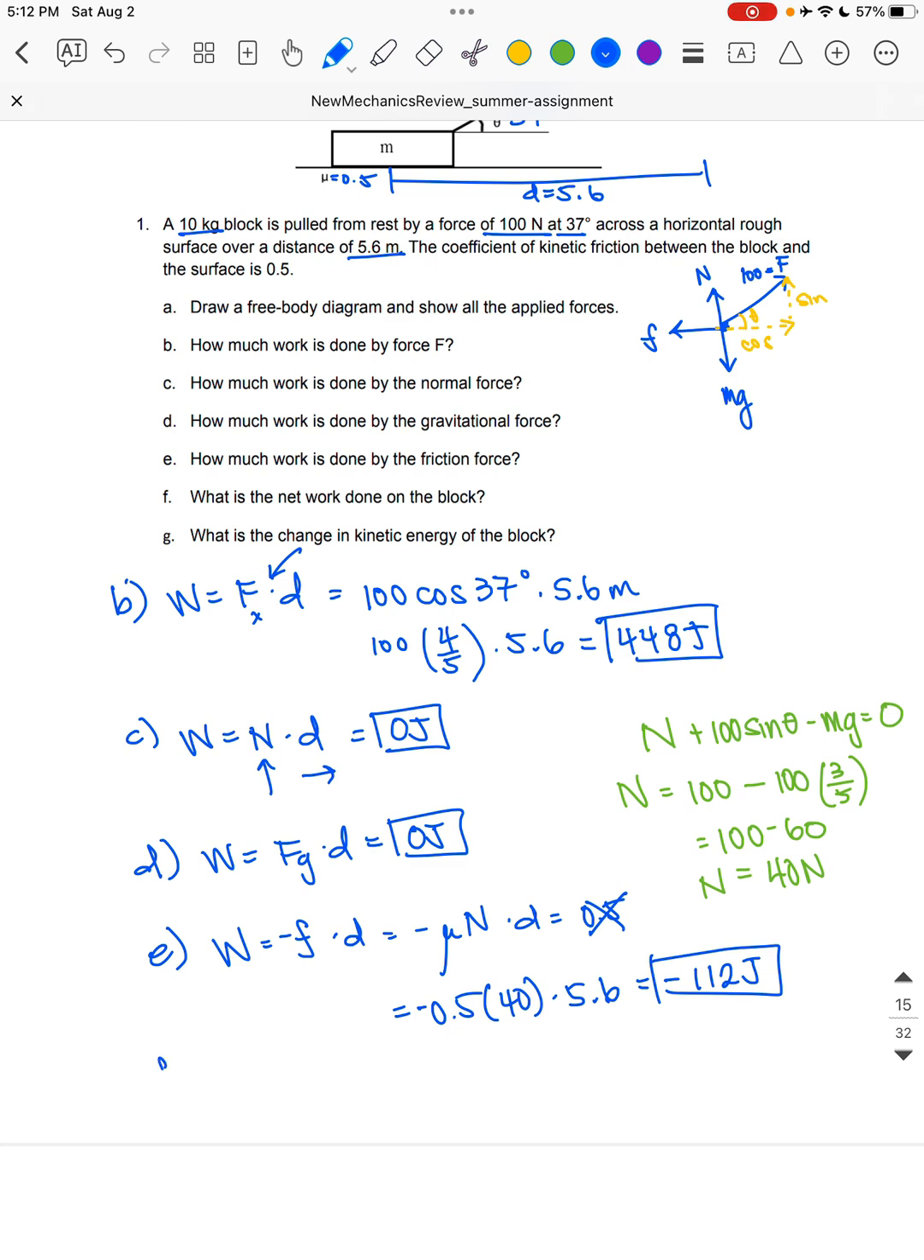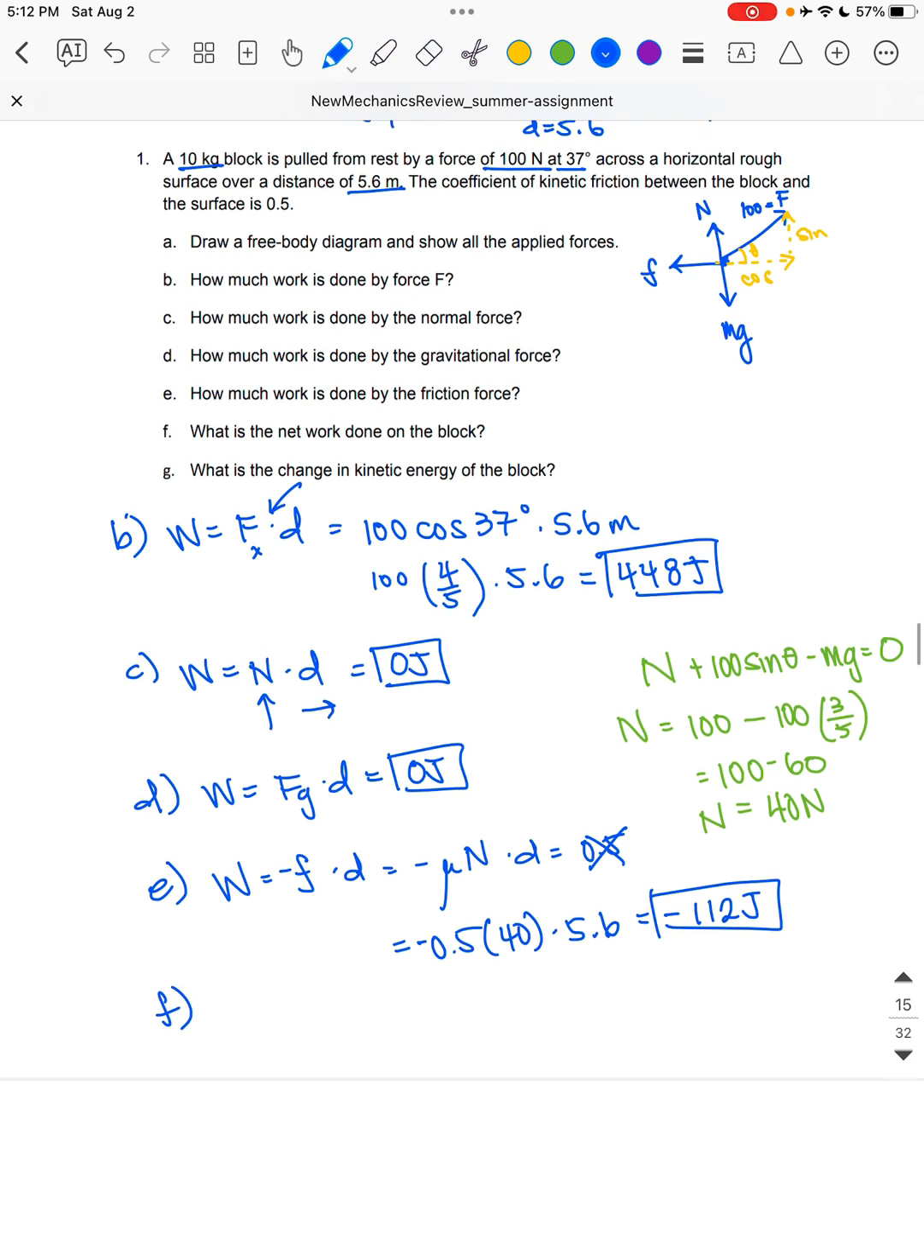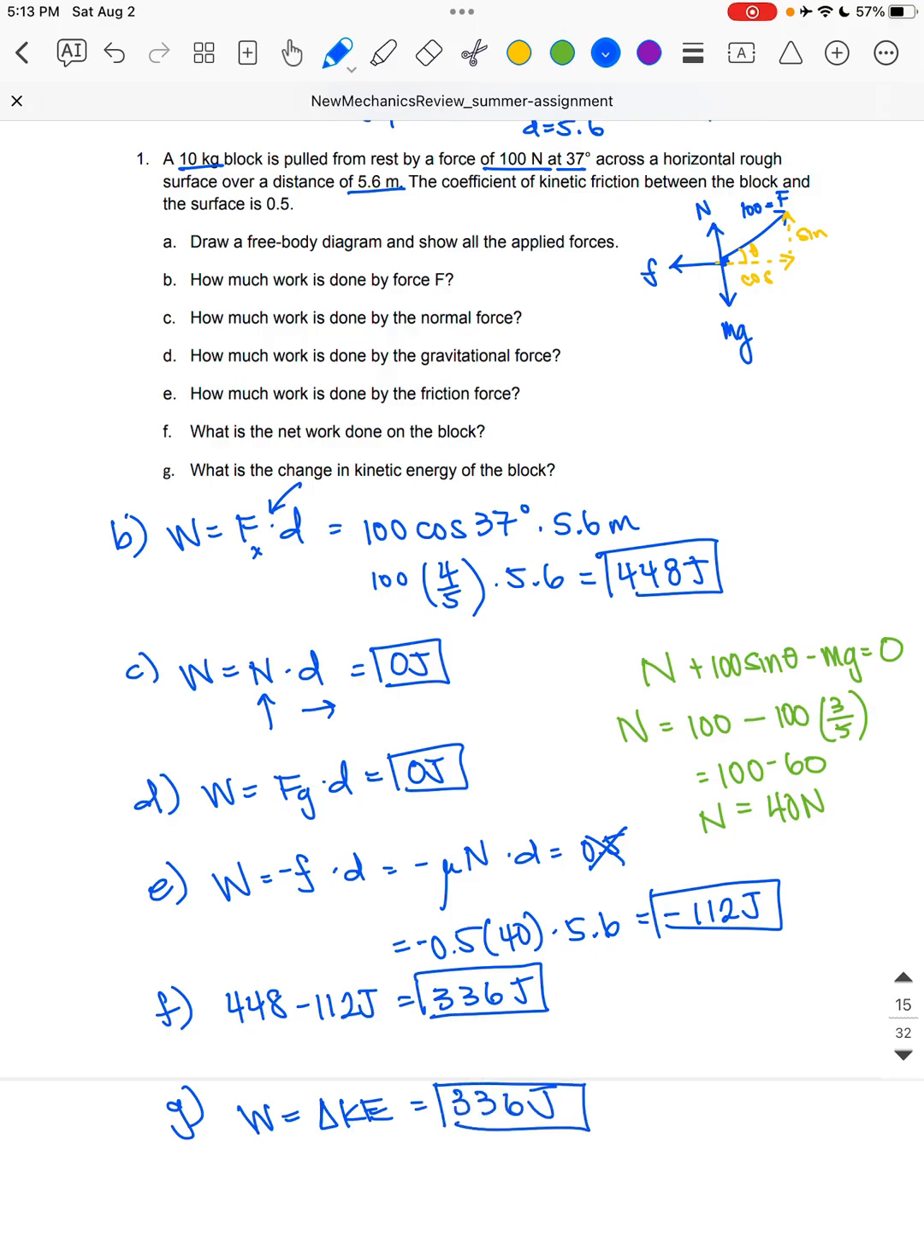Part F is what is the net work done on the block? Well, I have 448 joules of work pointing to the right. I have negative 112 joules of work pointing to the left from friction. I subtract those two and I get 336 joules of net work being done on the block. And then part G is what is the change in kinetic energy? Well, work is equal to change in kinetic energy. And that, I believe, is in your equation sheet. So whatever you got for F is going to be your answer for G. And that's it.